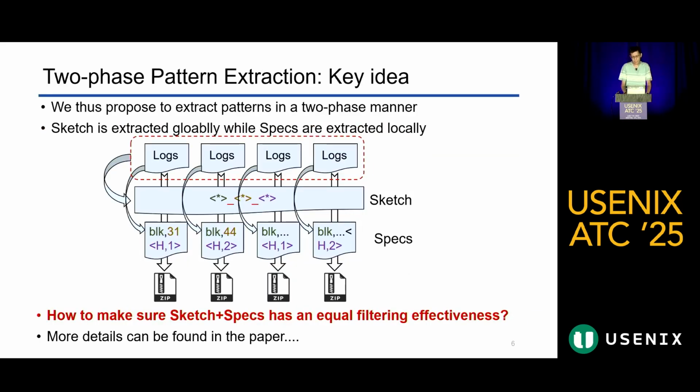To address the dilemma between global and local extraction, we propose a two-phase pattern extraction approach. We decouple pattern components into sketch, namely local variables, and specs, namely other details. We extract sketch globally and specs locally. Sketch provides a global description, and both sketch and specs filter units. The paper details how to decouple these components while maintaining filtering effectiveness equivalent to local patterns.